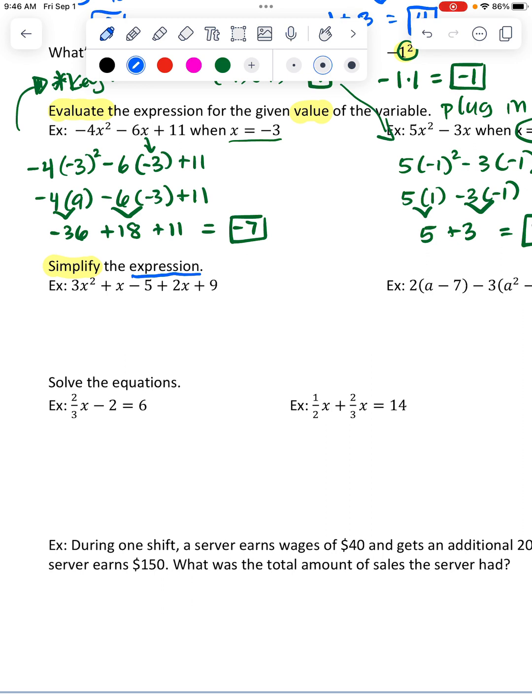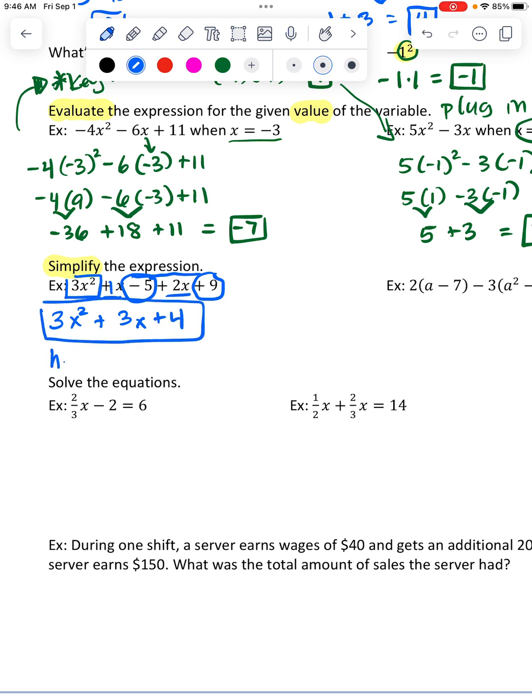So this one doesn't have any parentheses. I don't need to distribute. I'm going to focus on collecting like terms. I start with the highest power of x, which is 3x squared, and there aren't any others. But when I see my plain x's, this is 1x plus 2x, so I end up with plus 3x. And then when I look at my plain numbers, I have a -5 and a +9, so that turns into +4. And then I'm done.